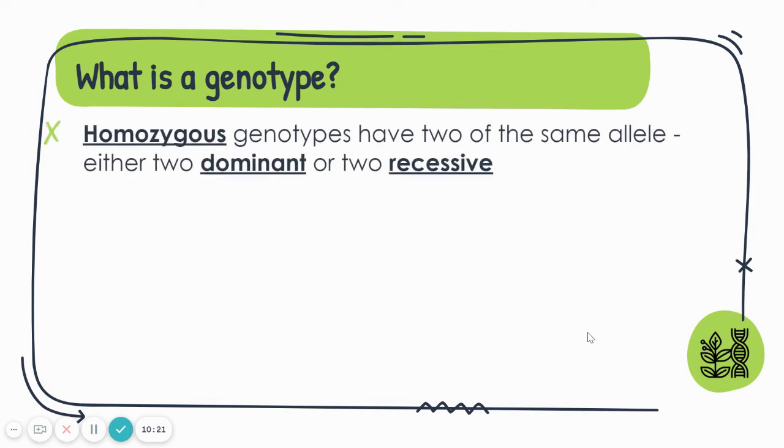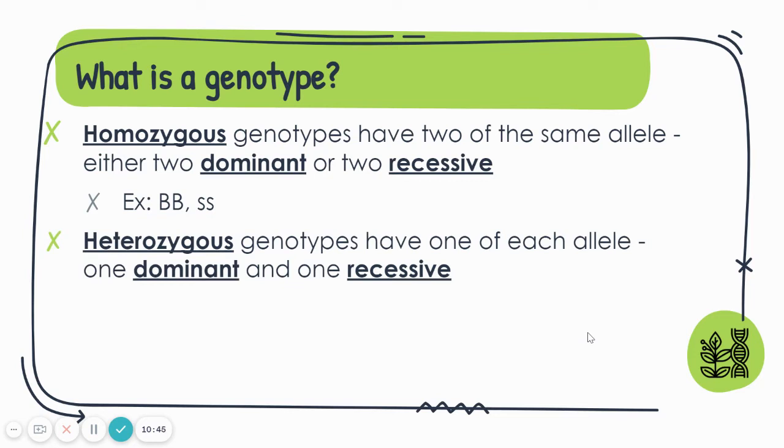There's a couple different terms we have to describe genotypes. So homozygous genotypes have two of the same allele. So it's either going to have two dominant or two recessive. For example, big B, big B, right? Two of the dominant letter, or little s, little s, two of the small letter. So big B, big B would be homozygous dominant. Little s, little s would be homozygous recessive. Heterozygous genotypes have one of each allele. So it's going to have one dominant and one recessive, which is going to look like one capital and one lowercase. For example, big R, little r, or big Y, little y. Both of those would be heterozygous.